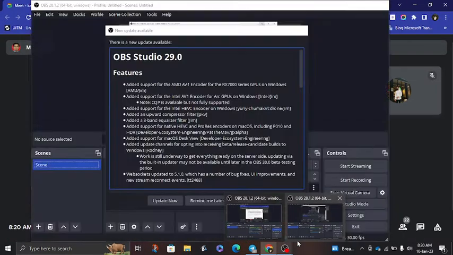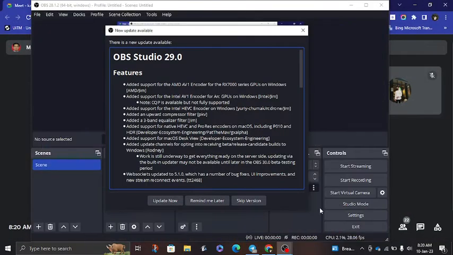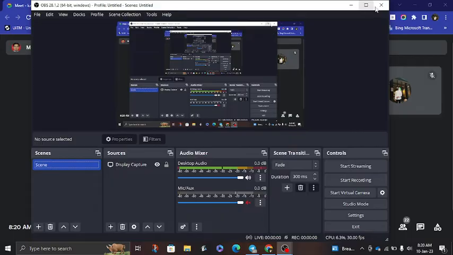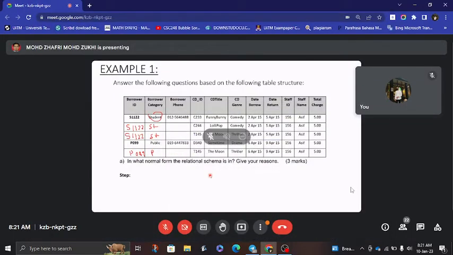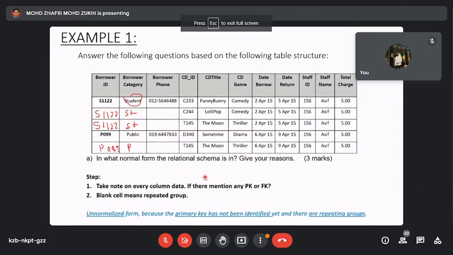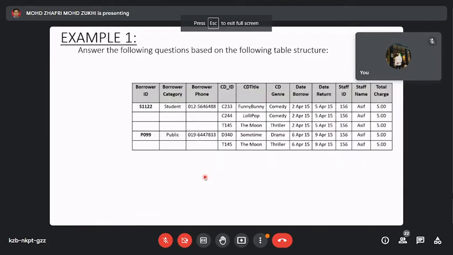Okay, next we would like to answer question B: identify the appropriate primary key. We know there is no primary key mentioned yet, right? So next we need to identify it. How can we identify it? First, you take a look at the table. This is a composite table. Composite means it has several entities inside it.